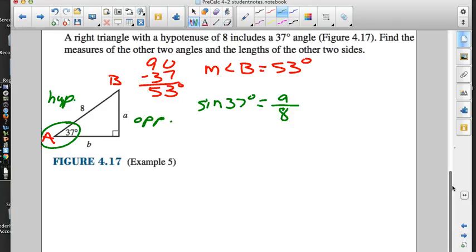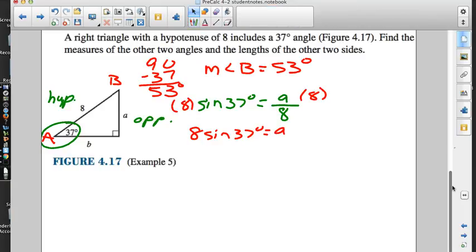Remember, the sine of 37 degrees is stuck in our calculator. It's just a number. So to solve for A, all we're going to have to do is multiply both sides by 8. So 8 times the sine of 37 degrees equals A. Now, there are many ways for me to goof this up punching it in. I want you to tell your partner what's the first thing we should check before we begin punching this in.